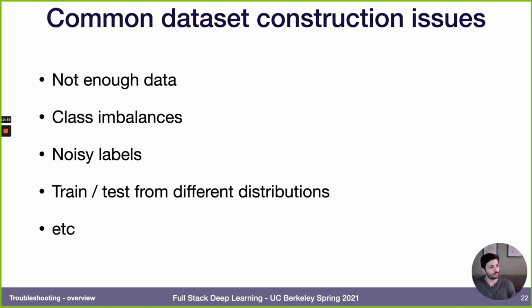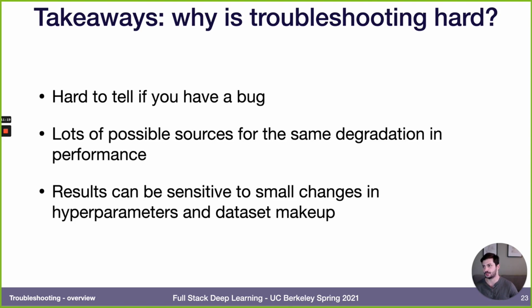And there's a bunch of different things that could cause data set construction issues that affect model performance. So maybe you don't have enough data. Maybe you have enough data, but the classes are very imbalanced, so you have some classes that are dramatically underrepresented. Maybe your labeling process itself could be noisy, so your labelers could be giving you incorrect labels. Your train and test set could be from different distributions, or any number of other data set construction errors.